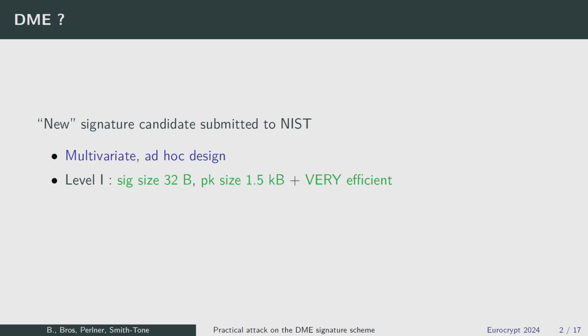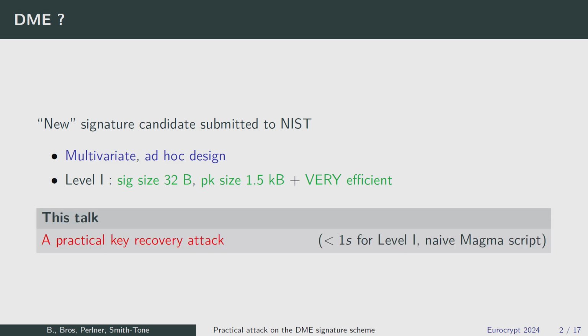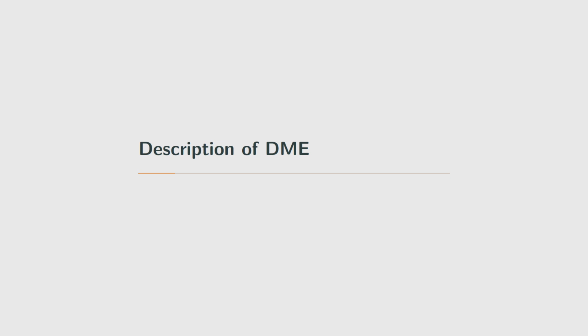It's a multivariate scheme, but we'll see that the design is essentially ad hoc. And a clear motivation for our work was its surprisingly good performances. First, it's very compact. You have the sizes here for security level 1. It's also very efficient in terms of both signing and verification time. But unfortunately, in this paper, we give a practical key-recovery attack. We can easily break all parameters of the scheme. So I'll start by describing the construction because, as I said, it's very particular and we really need to understand it to understand our attack.